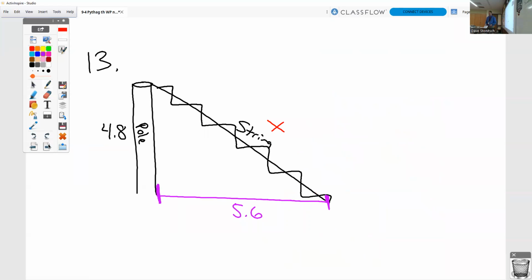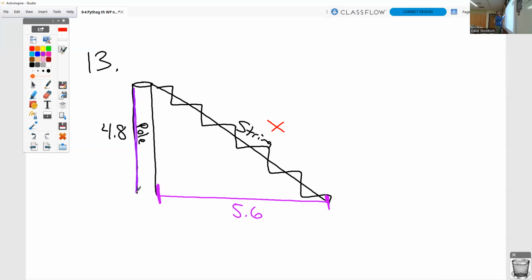The last thing that I want to talk to you about is question number 13 on your homework. All right, on your homework, there's a question that says a string of flags is attached to a 4.8 meter pole. The string meets the ground 5.6 meters from the base of the pole. This is what your picture looks like for number 13. You have your pole right here, all right, that's 4.8. The base of the pole to the base of the string is 5.6.